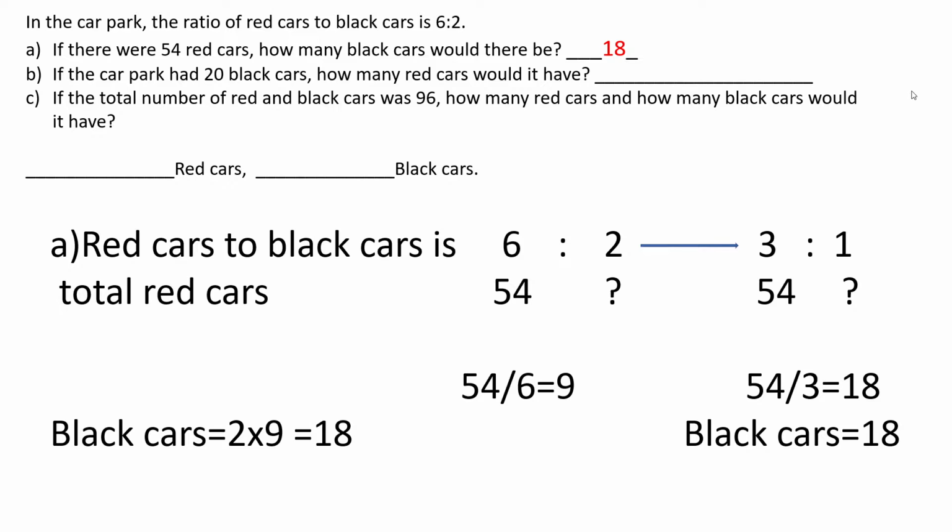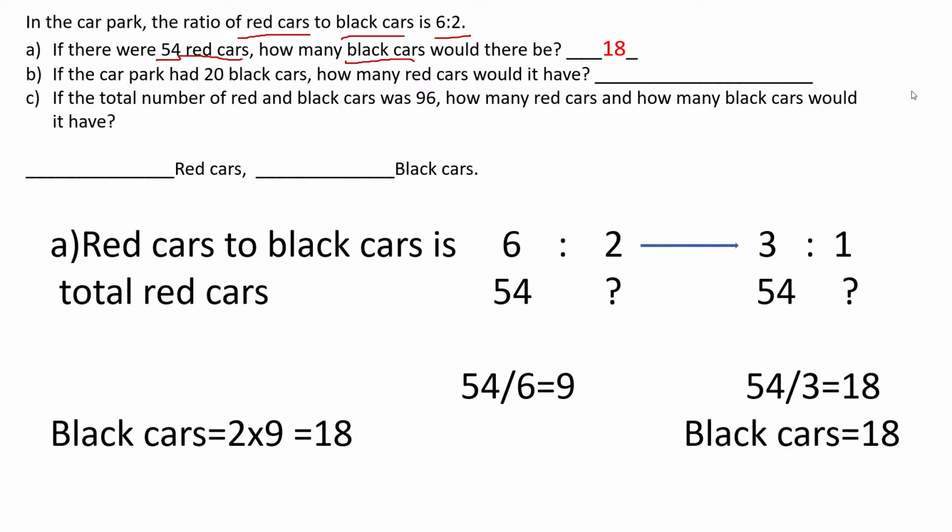In the car park, the ratio of red cars to black cars is 6 to 2. If there were 54 red cars, how many black cars would there be?